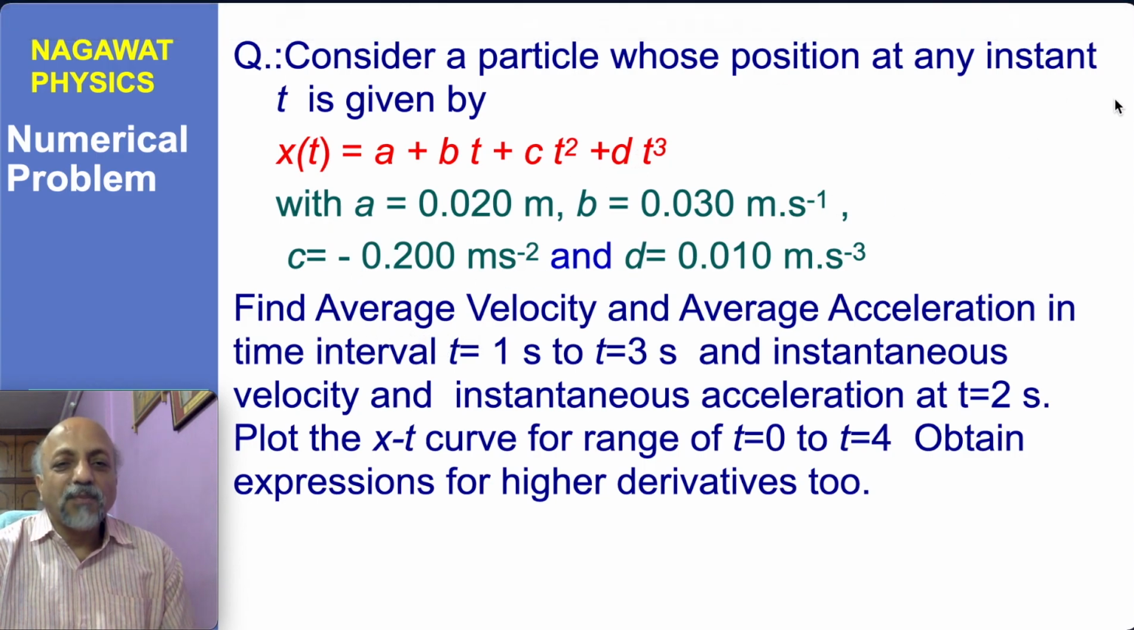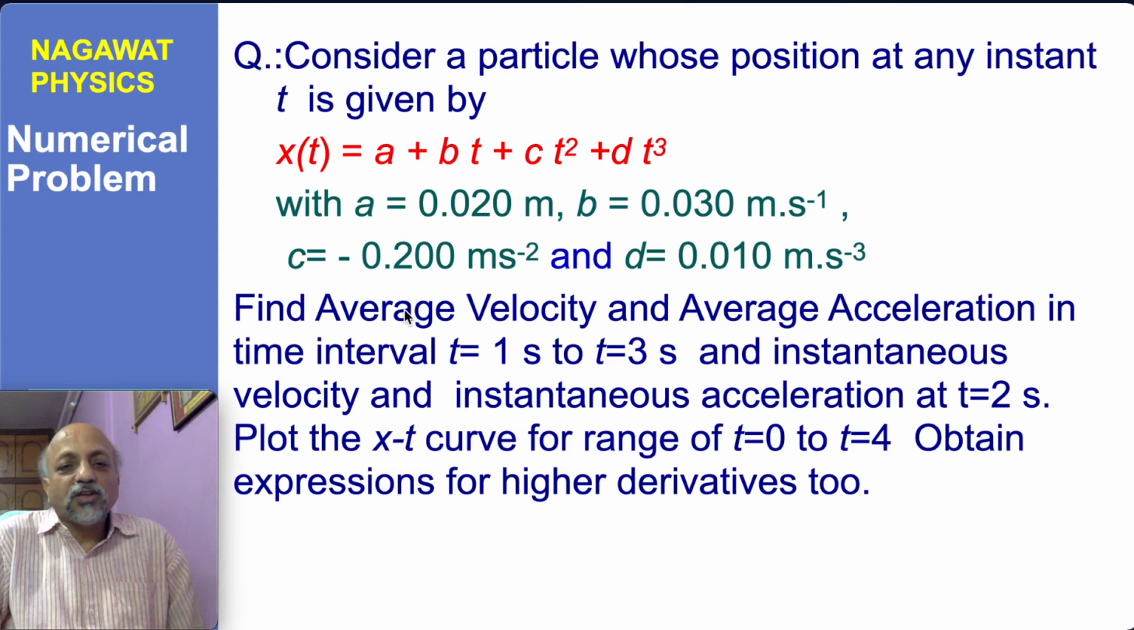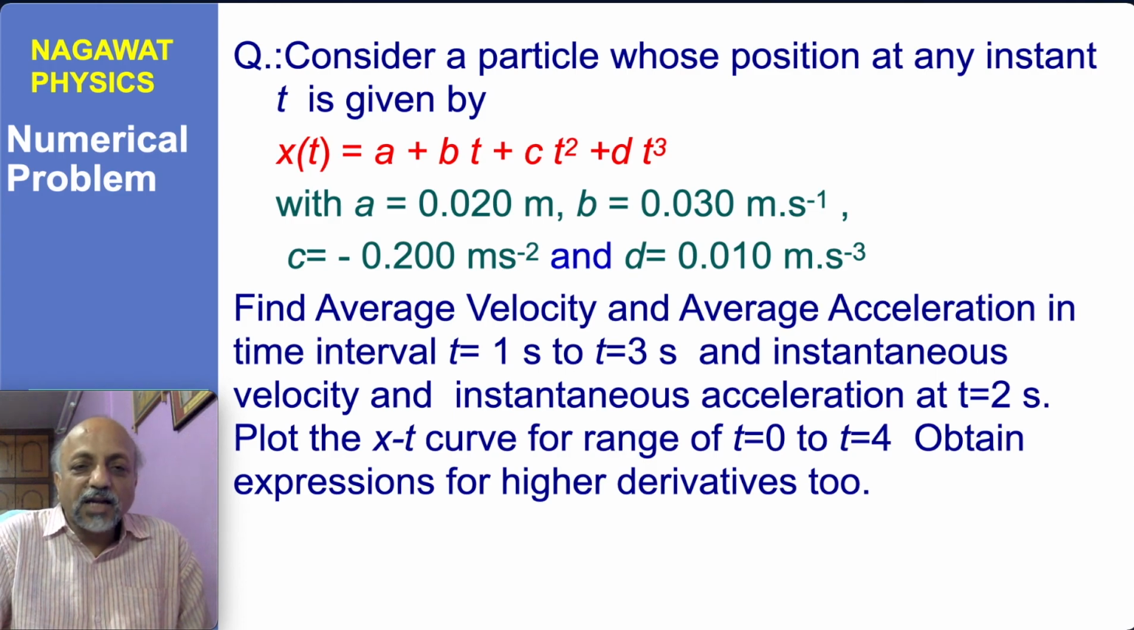Given this example, with the necessary information given here, you can do this exercise to find average velocity and average acceleration, and average is defined for a time interval. So I have given the time interval, from 1 second to 3 seconds. Also determine the instantaneous velocity and instantaneous acceleration at time t equal to 2 seconds. Also try to plot the curve from t equal to 0 to t equal to 4 and see how it looks. Since you have the expression of x with respect to t, by differentiating it you can find velocity, by differentiating velocity you can find acceleration, by differentiating acceleration you can find jerk, and so on. So also obtain expressions for the higher derivatives too.